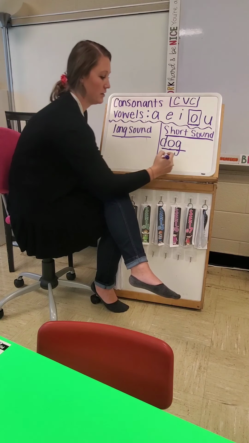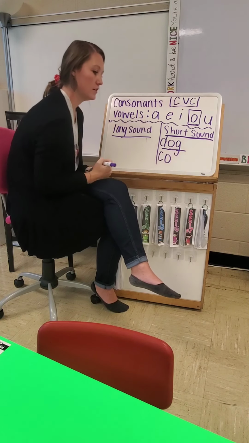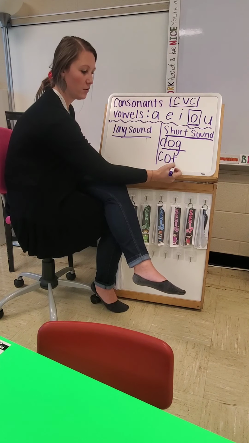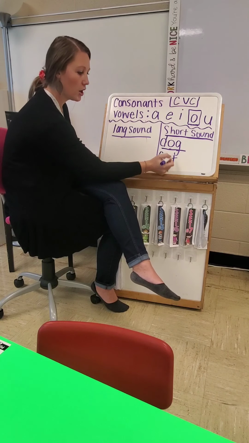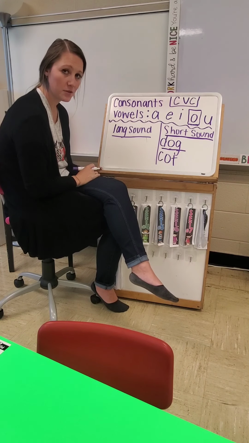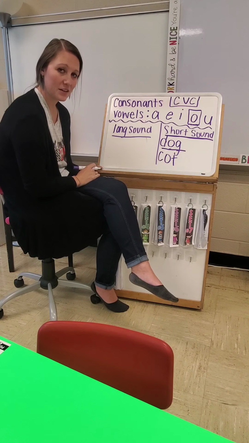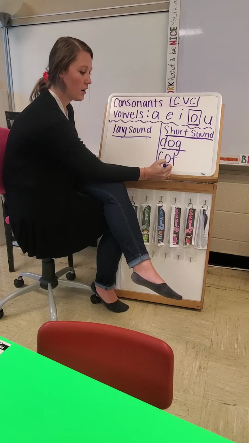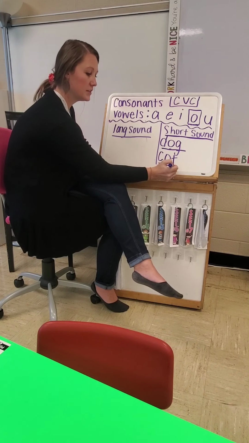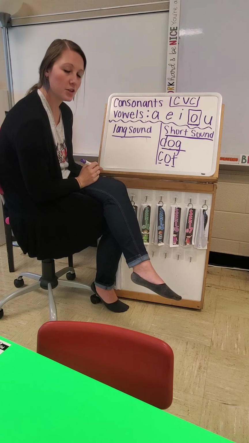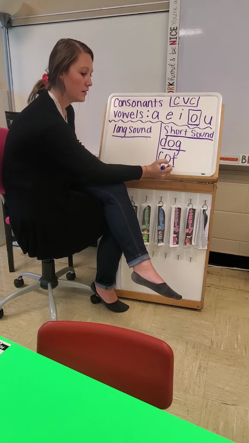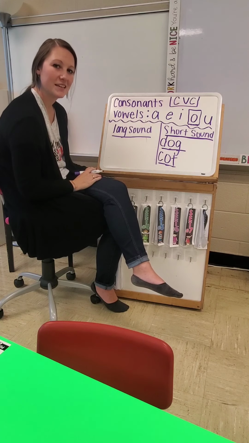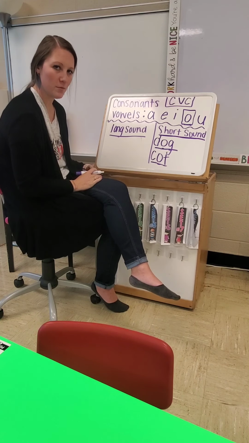Let's try another one. C, O, T. Consonant, vowel, consonant. Our O makes his short sound. Let's see if we can sound it out. Are you ready? K, A, T. Do you know what that says? K, A, T. Caught. Very good.